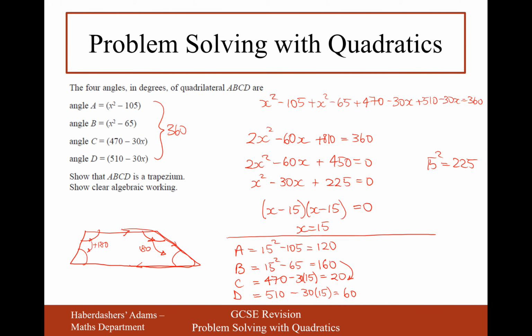So it looks like B and C will match up to make 180 degrees, and A and D will match up to make 180 degrees. So it's definitely going to be a trapezium. So it's going to be something like A, B, C, D. Pairs of angles in a trapezium sum to 180. Okay, there we are, that's the answer to that question.